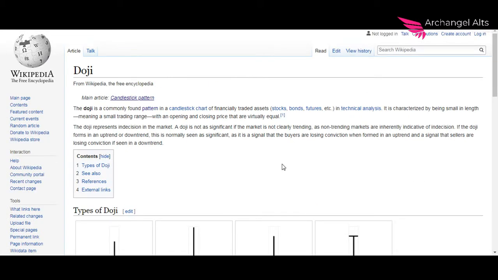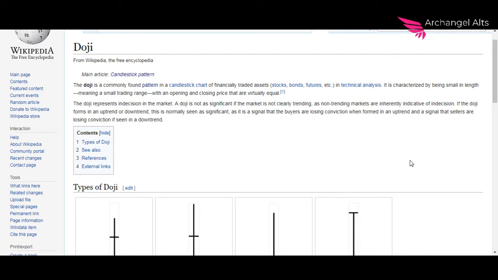Okay. So the Doji is a commonly found pattern in a candlestick chart of financially traded assets, stocks, bonds, futures, cryptocurrencies, and technical analysis. Okay, so we're going to do a simple video on FA and TA, and then one video on FA only, one on TA only, and then we'll have more advanced on those. But technical analysis is reading the charts and being able to predict things by seeing the analysis that's in front of you from all of your indicators.